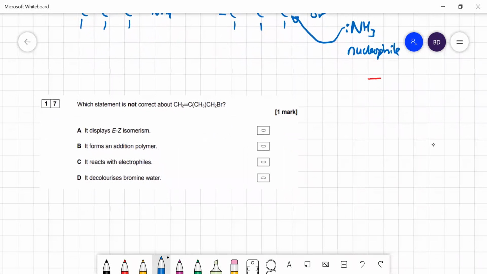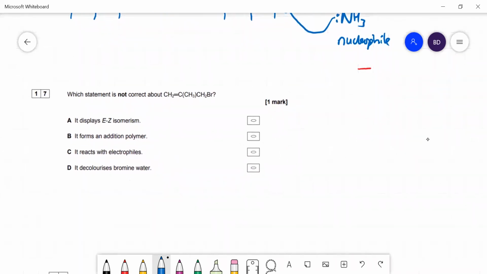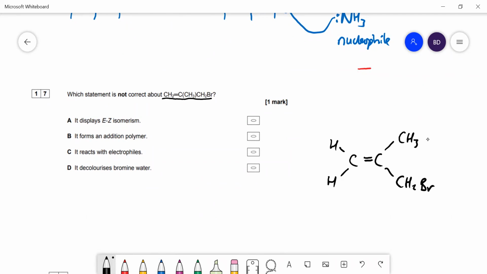Okay, which statement is not correct about that molecule? So let's draw it out, okay? I don't like looking at those, and it's confusing. People, don't do it in your head, draw it out. It takes 2 seconds. So draw that out. You're going to get, there's your double bond. You've got 2 hydrogens on that carbon. On the other carbon, you've got a CH3 and a CH2Br. Okay, the way I've drawn it there.